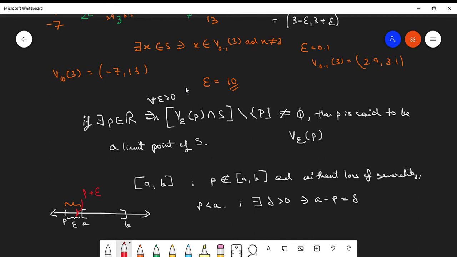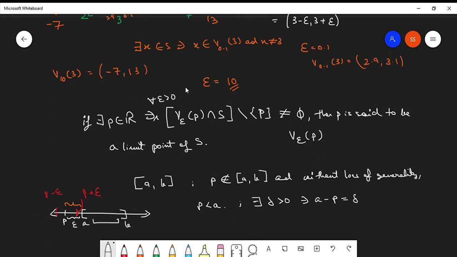So if P minus epsilon exists here, this neighborhood has no elements in common with this interval. That basically does not satisfy the condition for P to be a limit point of this particular interval, right? Got it? So we cannot choose a real number outside of a closed interval such that it can be a limit point of that closed interval.